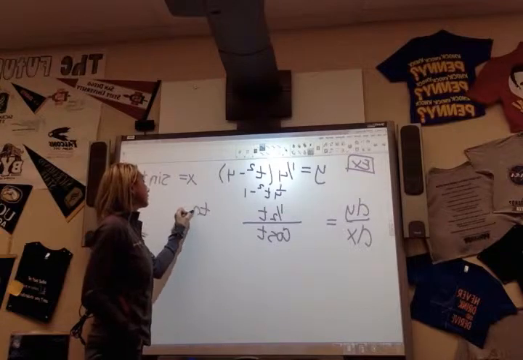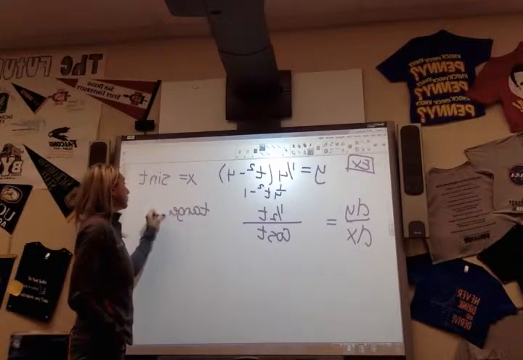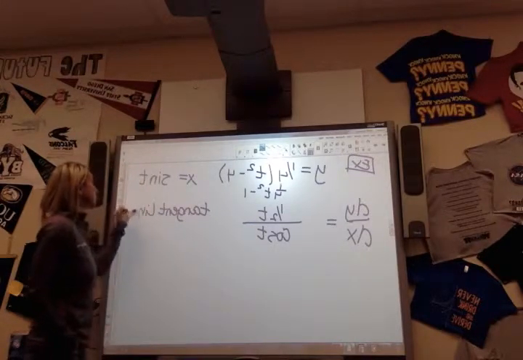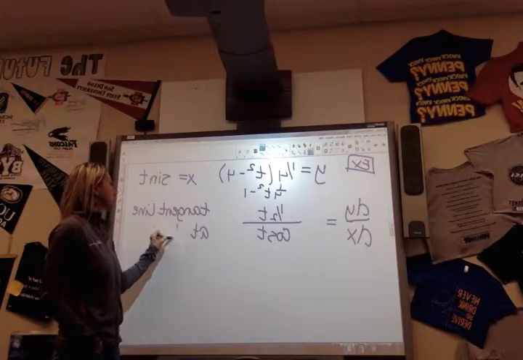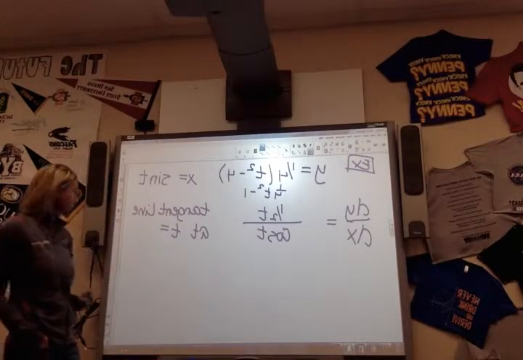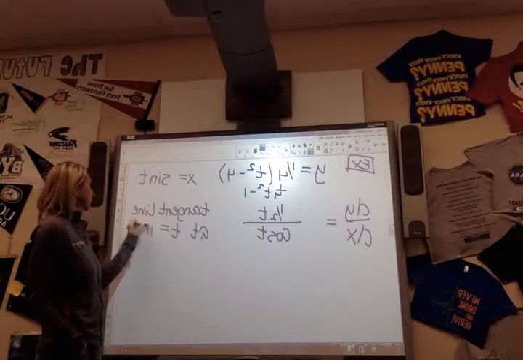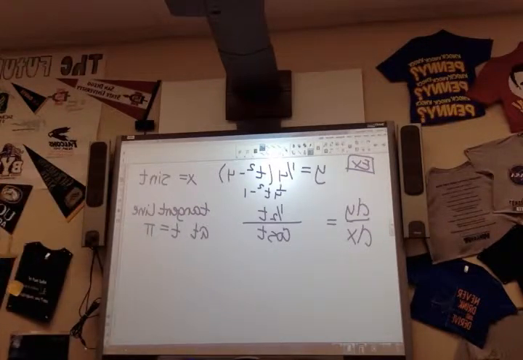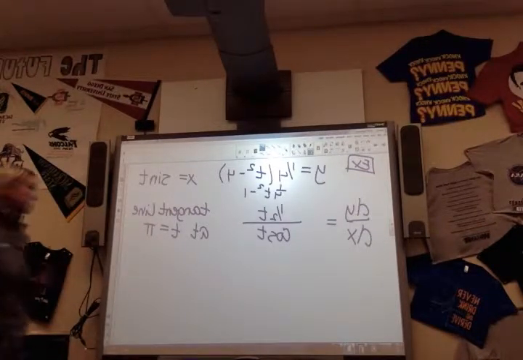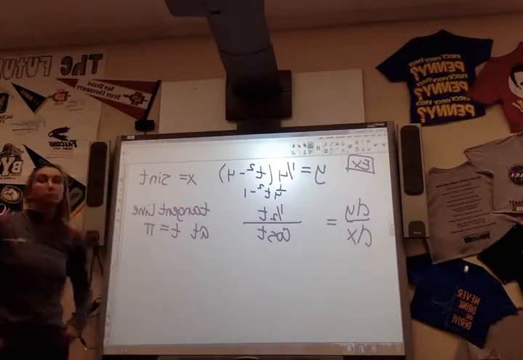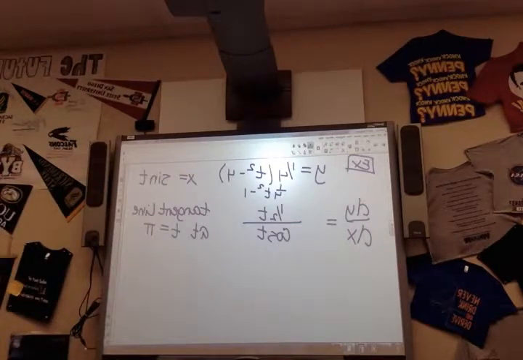I want the equation for the tangent line. Find the equation for the tangent line at time equals pi. So you need two things for an equation for a tangent line. What are the two things you need? Slope and a point. Okay, dy/dx gives you slope. How do you find the point?